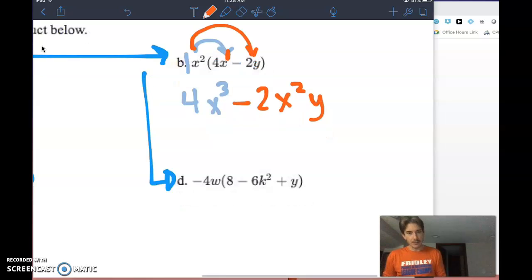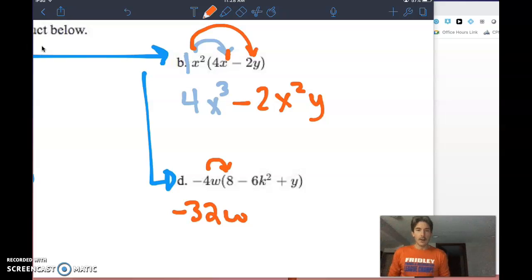Okay, one last one of these for us to try here. This is going to be negative 4w times the quantity of a trinomial here, 8 minus 6k squared plus y. Okay, let's go ahead and do this. We'll do this piecewise. Negative 4 times 8, that's negative 32w. Okay, let's keep on. All right, negative 4 times negative 6k squared. Negative times negative is a positive, I know that. And then 4 times 6 is 24.